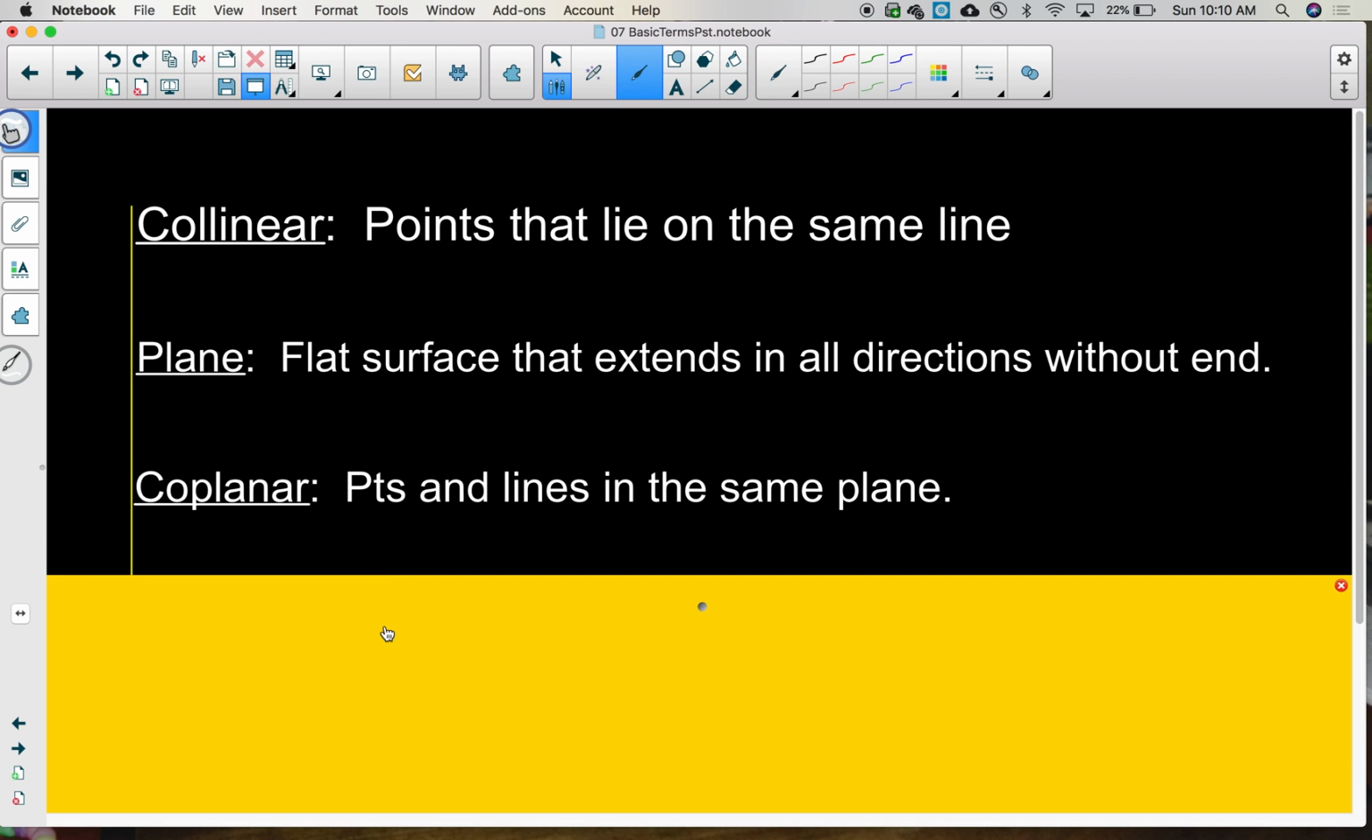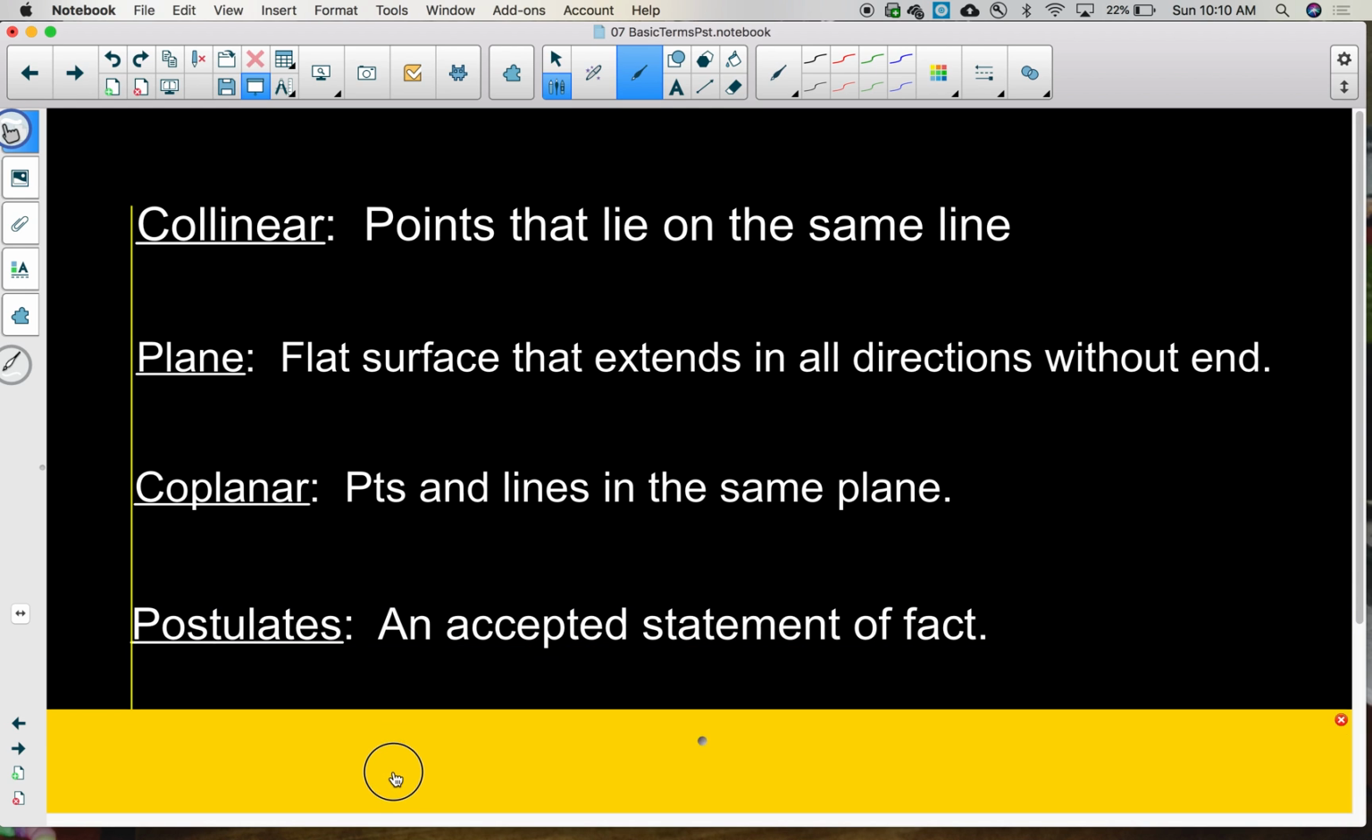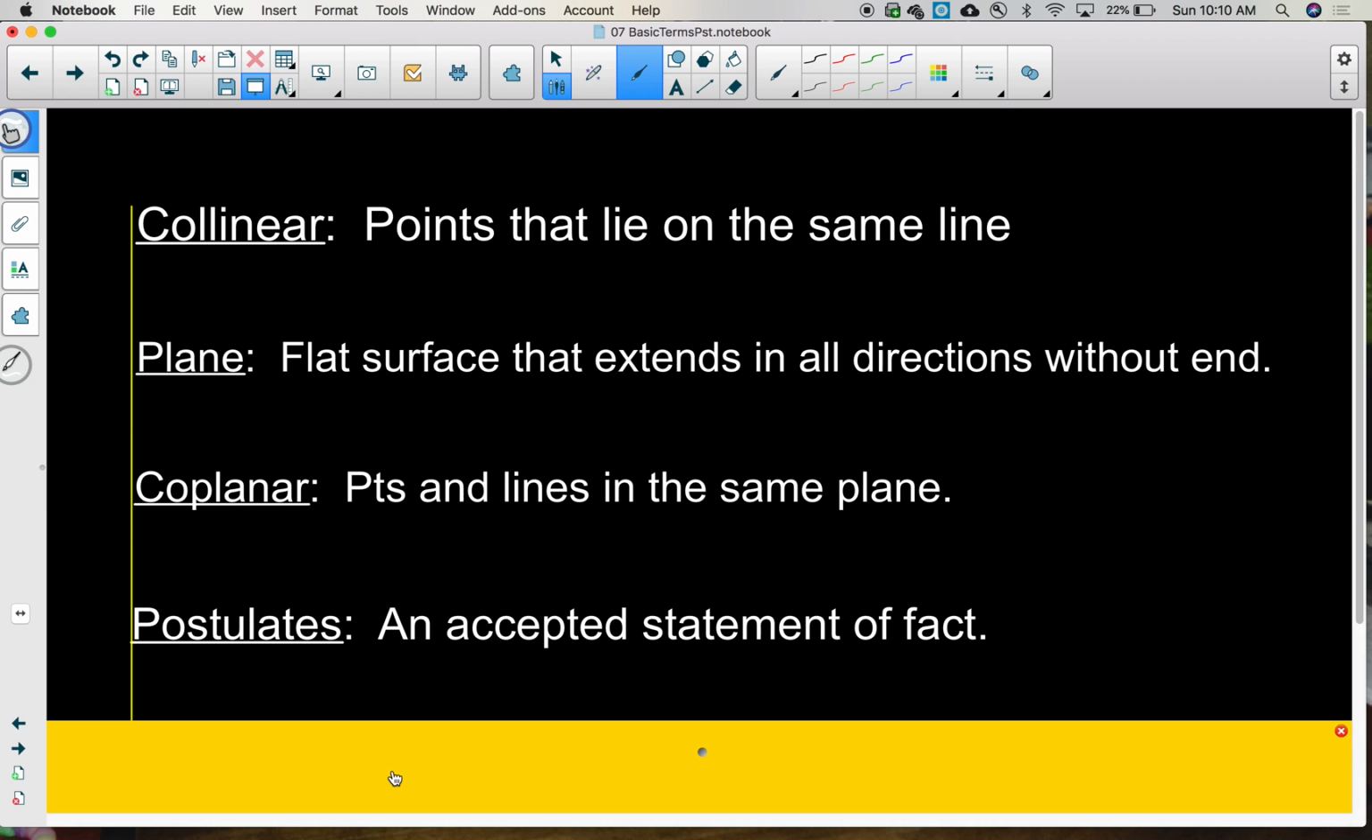Coplanar would be points and lines that are on the same plane. I'll show you examples of these on the next slide, by the way. A postulate is an accepted statement of fact. It's like a rule. It's a mathematical rule.